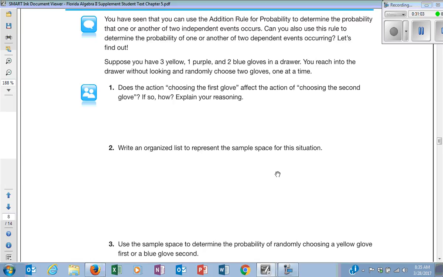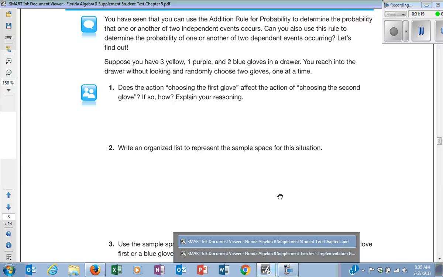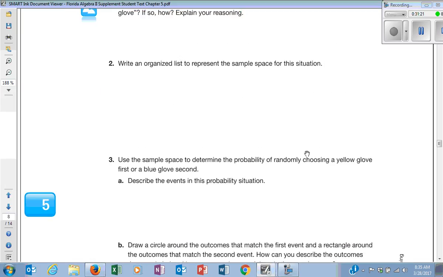When I replace the glove, when I pick one glove at one time, and I put that glove back in, and then I go back and pick again, could I grab that same glove twice? Yes. Can I grab the same glove here twice? Okay. So just keep that in mind, unless you are Houdini. All right. Write an organized list for this. So here's how I would attack this problem. Please pay attention to this.